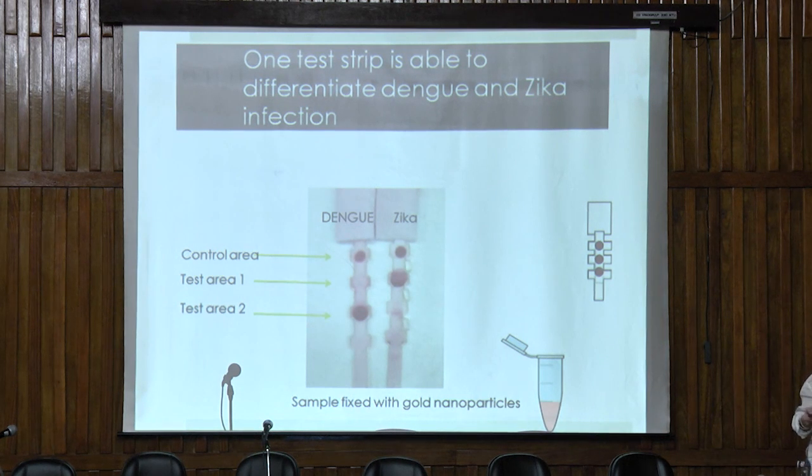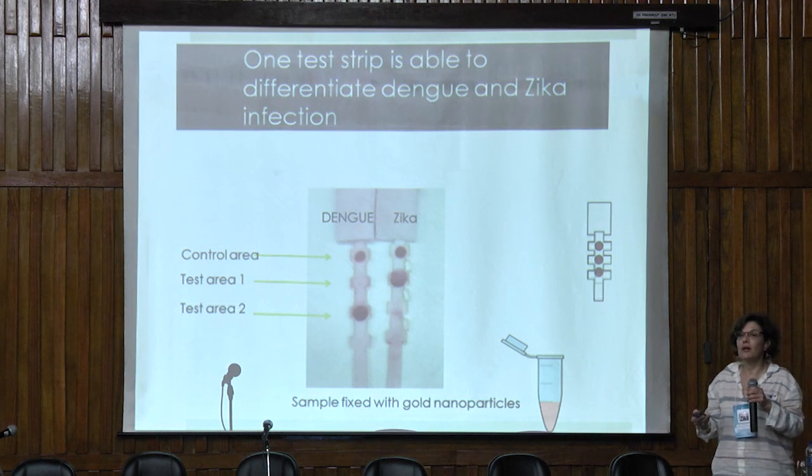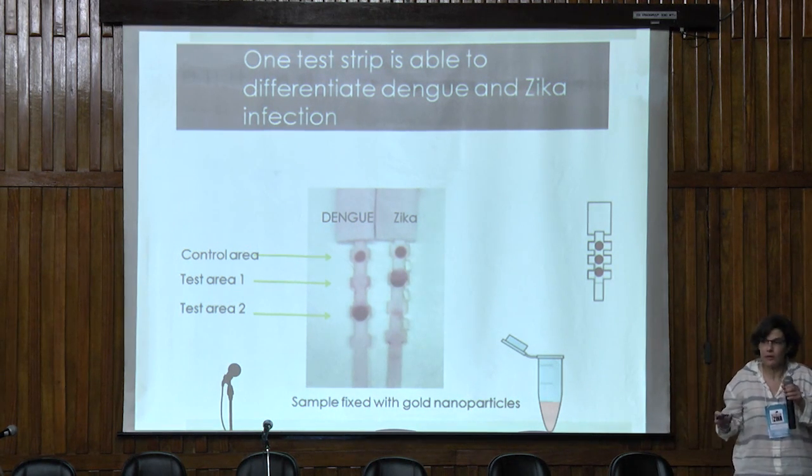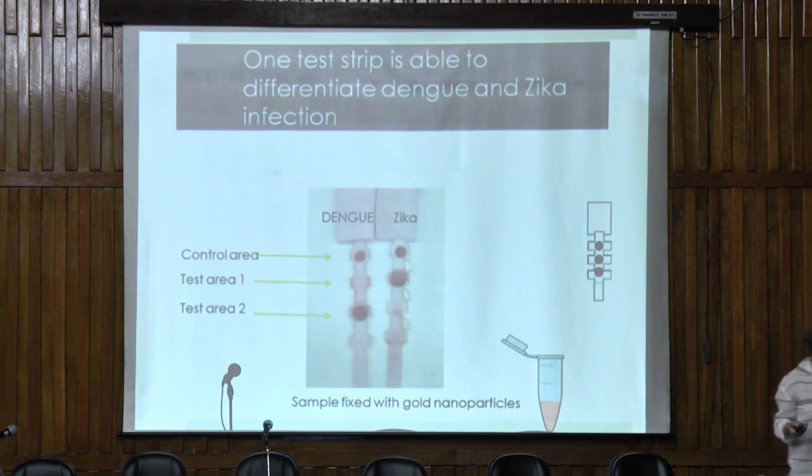So this is a typical sandwich test in which you will have an antibody that will recognize the circulating protein in the blood or in the human body fluid. The first antibody is going to be linked to a nanoparticle which is made out of gold, it could be silver, and it has color. So it works like a test for pregnancy.